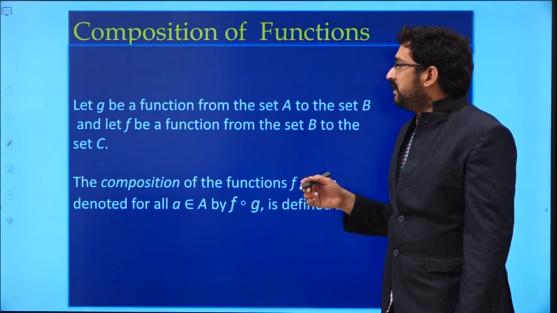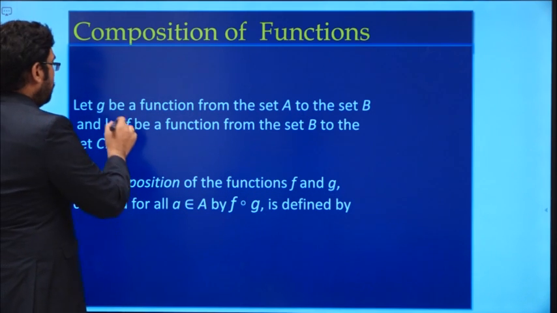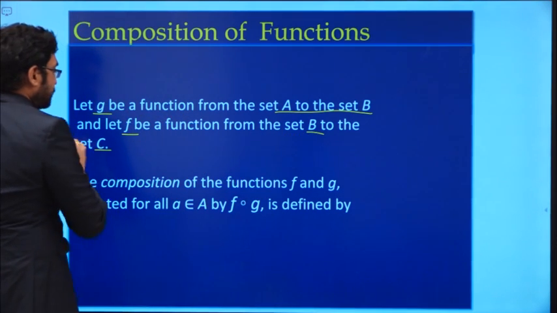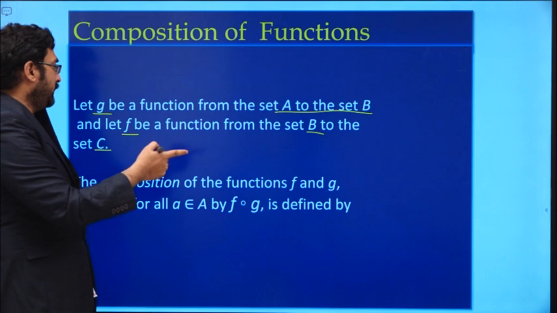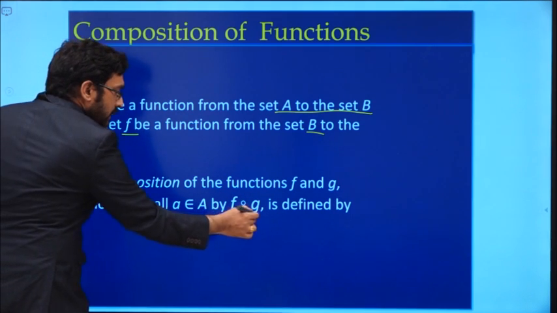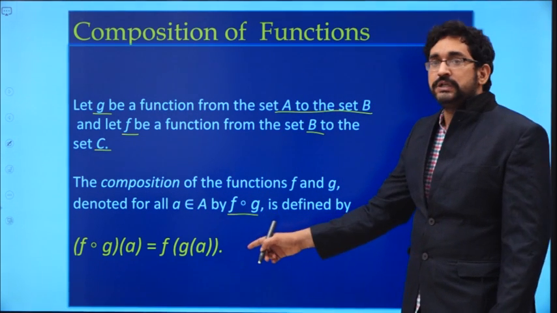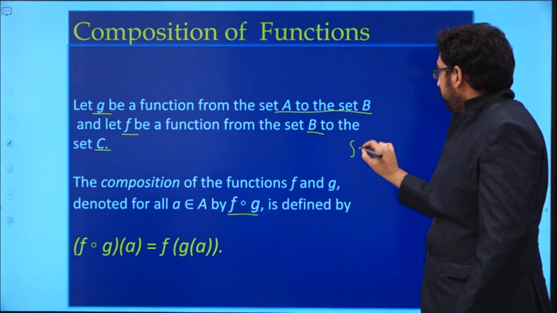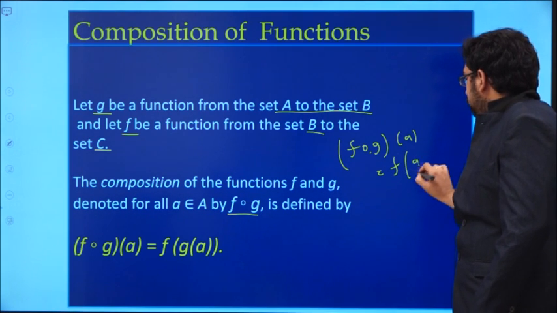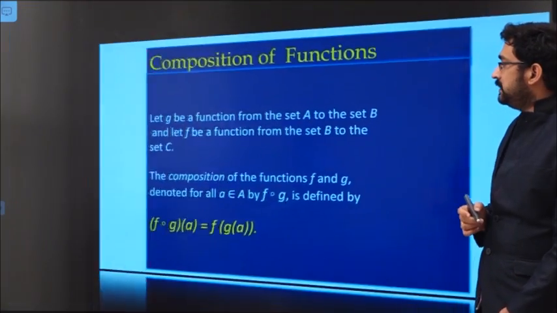Next we will discuss composition of functions. So here G is a function from A to B, and F is a function from B to C. Here the composition of F and G is denoted by F circle G. F circle G is defined as F circle G of A equal to F of G of A. So this is about composition of two functions F and G.